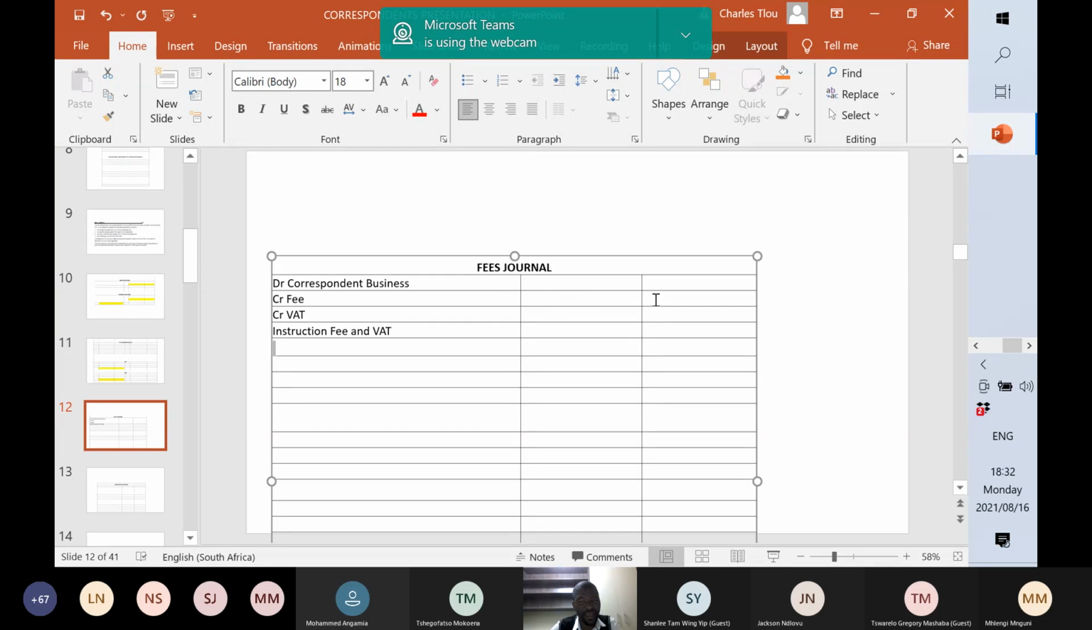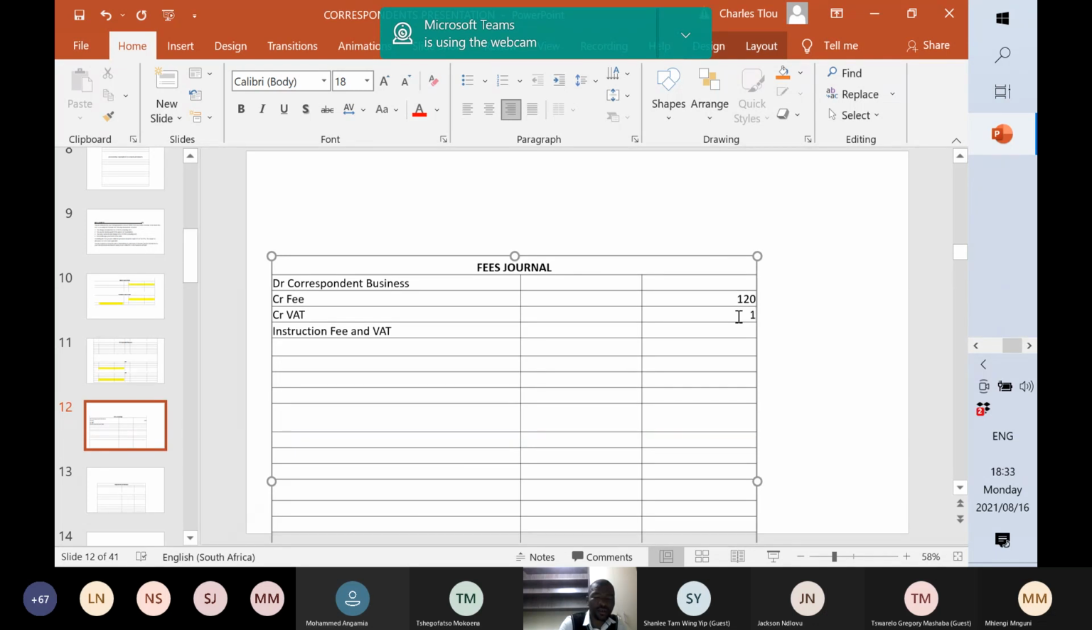And then you all agree that the fee here is 120 rands. You record your fee there at 120 rands. And then you say, what is the 15% of 120 rands?